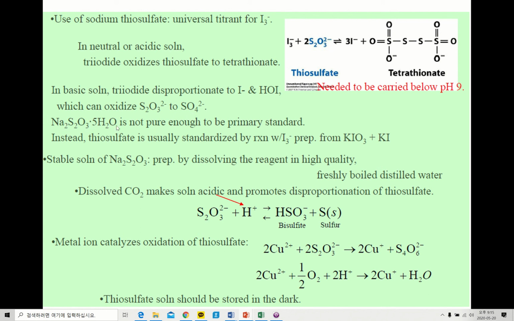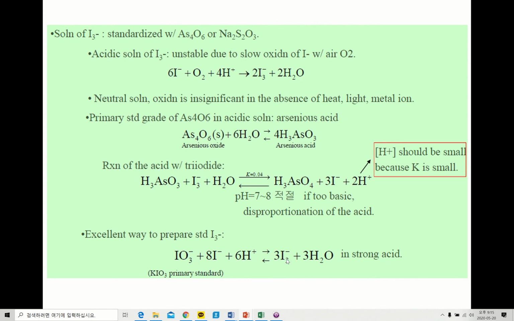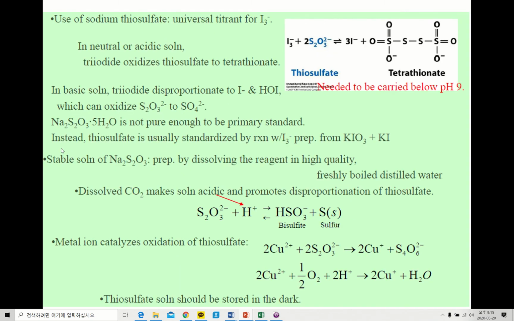Sodium thiosulfate is not pure enough to be a primary standard. Instead, thiosulfate is usually standardized by reaction with triiodide prepared from this one, potassium iodate and potassium iodide here. We just saw this reaction. A stable solution of sodium thiosulfate is prepared by dissolving the reagent in high quality reagent grade water. Okay, it is available.